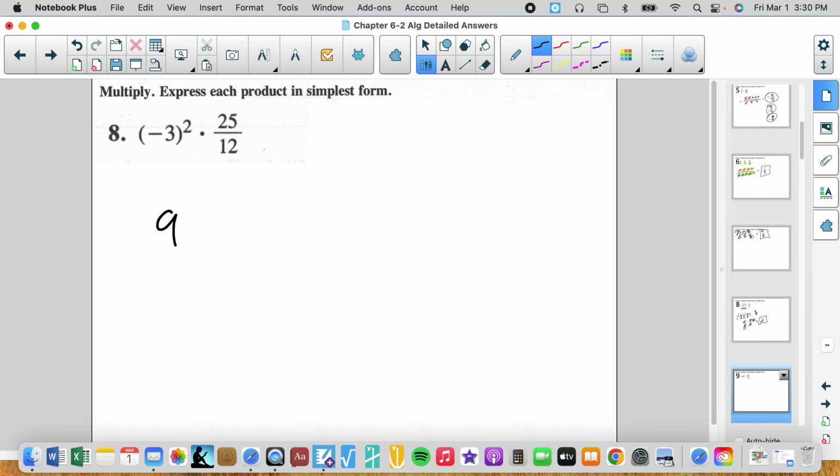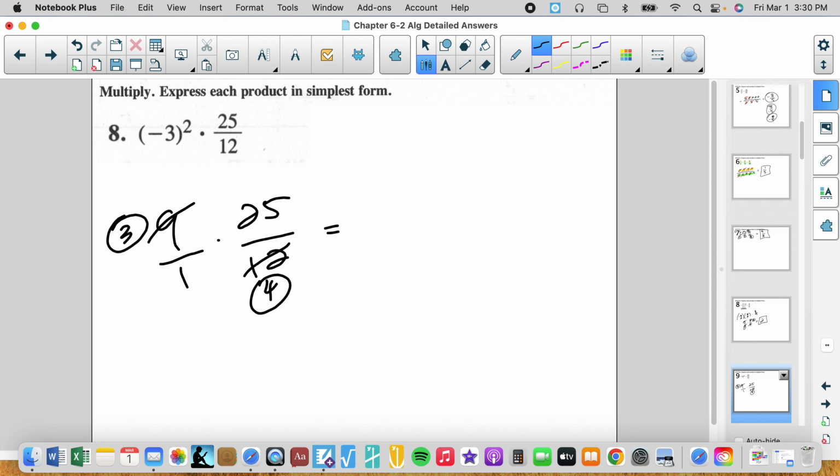Negative 3 squared is 9 over 1 times 25 over 12. 9 doesn't go into 12, so now we have to find a common factor. So 3 goes into 9, 3 goes into 12, 4, and nothing else cancels. So now we multiply the 3 times 25, which is 75 over 4.